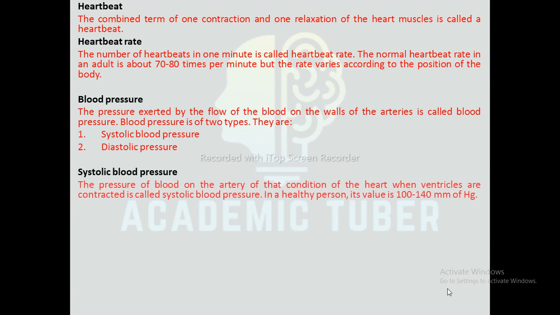Systolic blood pressure. The pressure of blood on the artery when the ventricles of the heart are contracted is called systolic blood pressure. In a healthy person, its value is 100 to 140 mm of Hg.